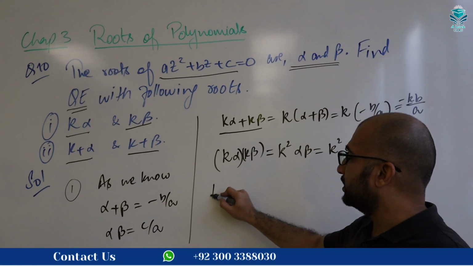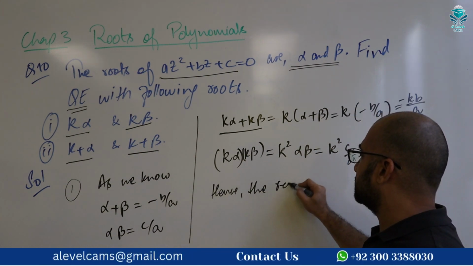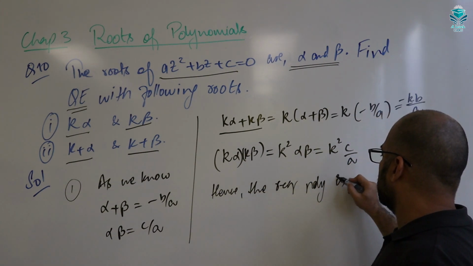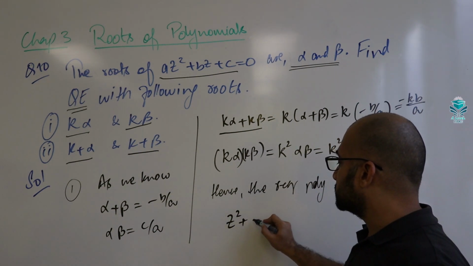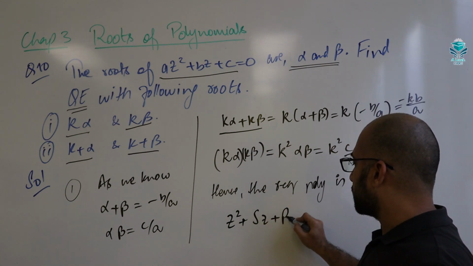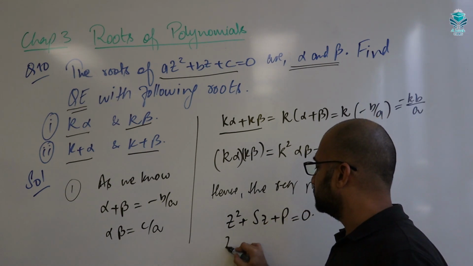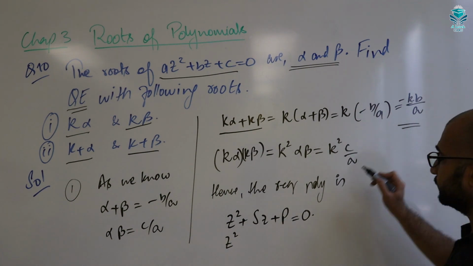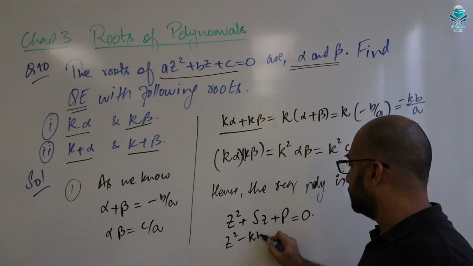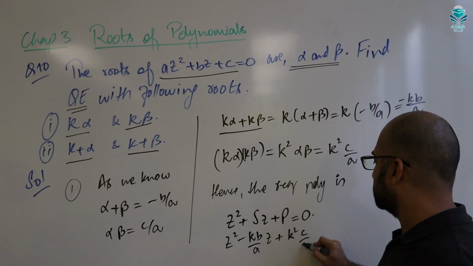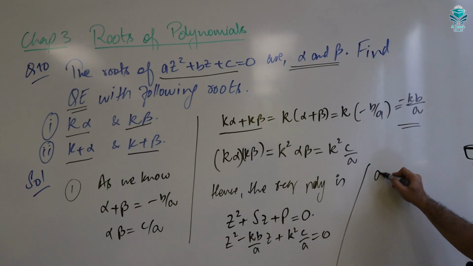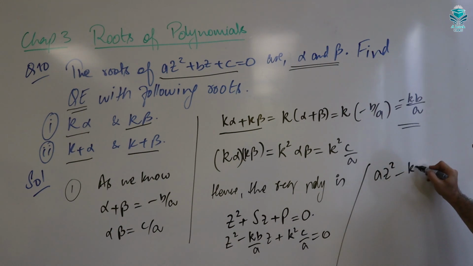So you can write, hence the required polynomial is, what will be the required polynomial? x square minus sum of the roots plus product is equal to 0. x square as it is, what is the sum of the roots? Minus kb by a x, and the product is k square c by a. You can rewrite it as a x square plus kbx plus k square c is 0, and this is your required polynomial.